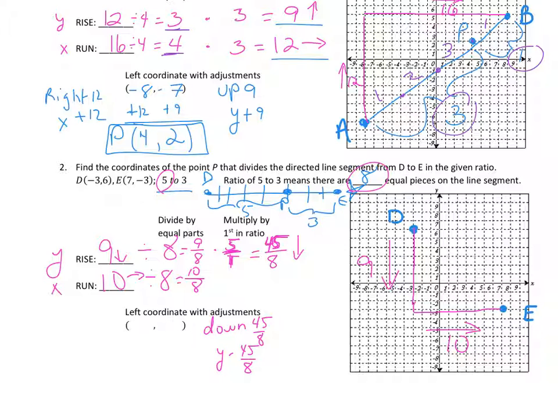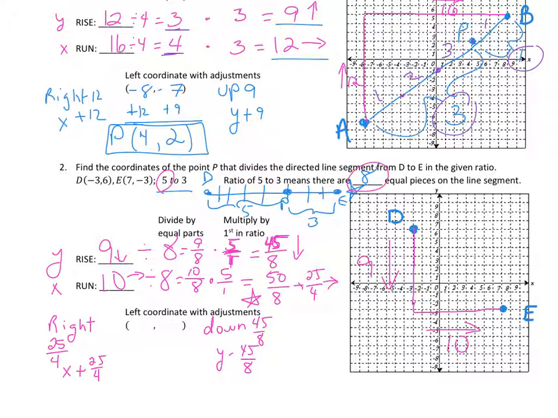Next, for the run, we need to take our 10 over 8 and also multiply it by that first number in the ratio. So we multiply by 5, and I want you to tell me now, what does that number equal? All right, so 10 times 5 gives us 50, over 8 times 1 is 8. If you reduce that, we get 25 over 4, and we are moving to the right that number of spaces. Since we are moving to the right, we are going to be adding that number to our x value.